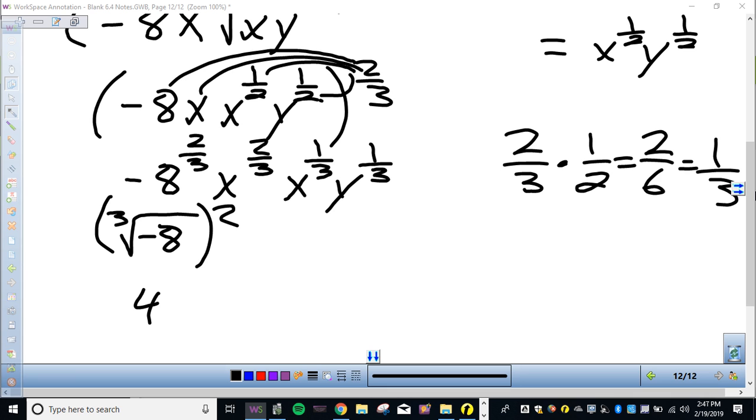So what do I get here with the x's? X to what power? X to the first, right? 1/3 and 2/3 is 3/3, which is just 1. And then y to the 1/3. Good job, you got it right. That's the final answer.